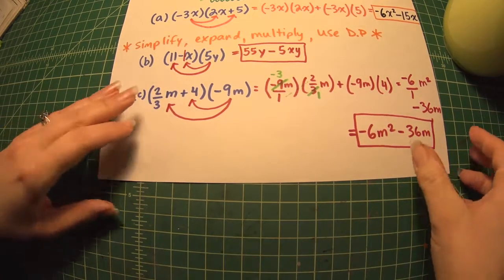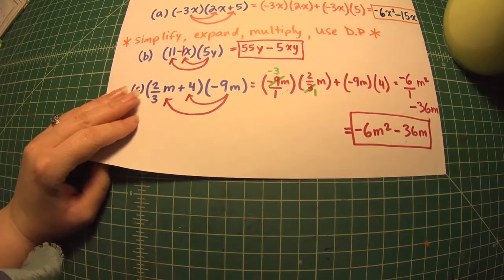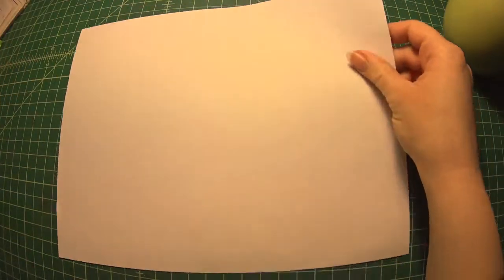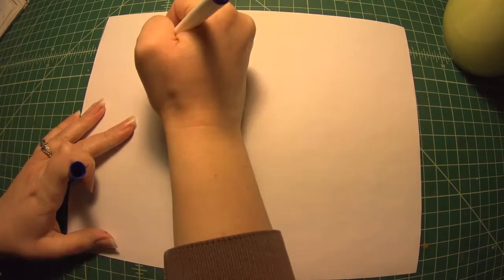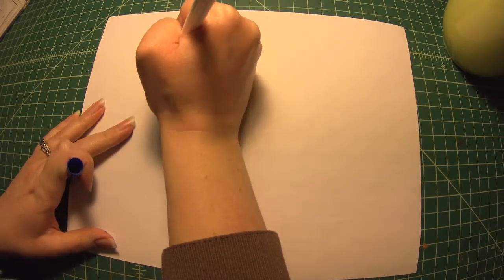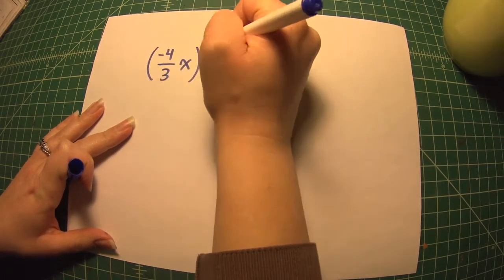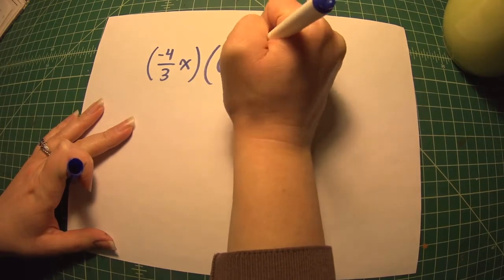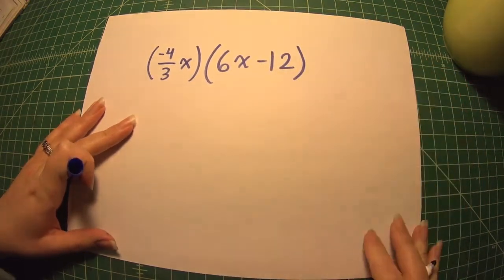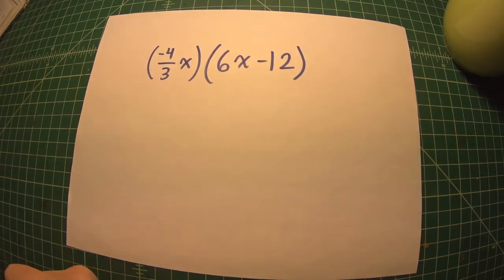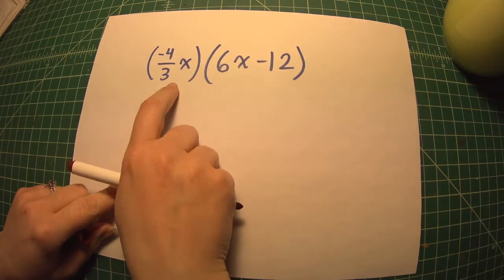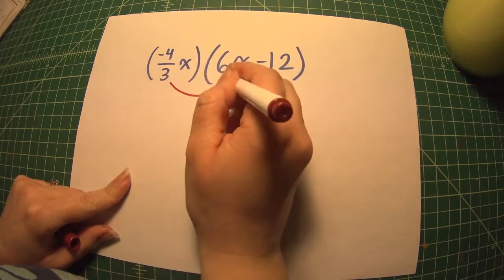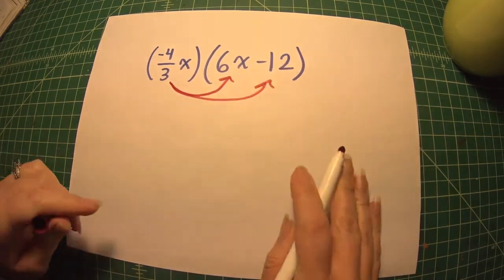I think maybe I'll show you one more here. So last one, let's make it another fraction one. So we've got negative 4 over 3x times 6x minus 12. Okay, so same starting point. Let's identify the monomial. This one right here, one term. So we're going to times it by the first term, times it by the second term.